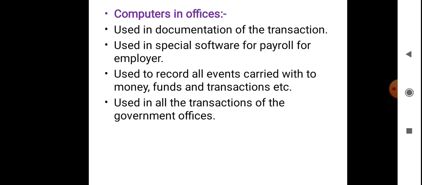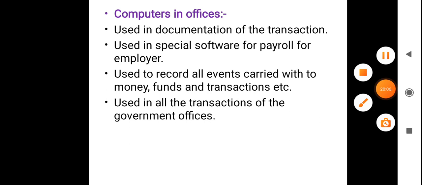Next is computers in offices, like government offices. There, we use them to document. To document a particular transaction which has already happened, we use computers. Using special software, the payroll of different employees is also performed using computers. They are used to record all the events carried out with money, funds, and transactions. In each transaction, it may be a deposit or refund, or money or funds transactions from the organization. Everything can be recorded using computers.